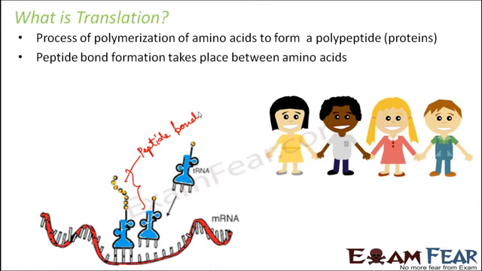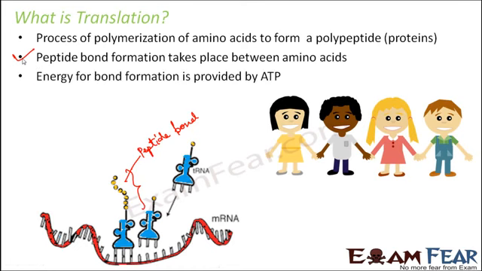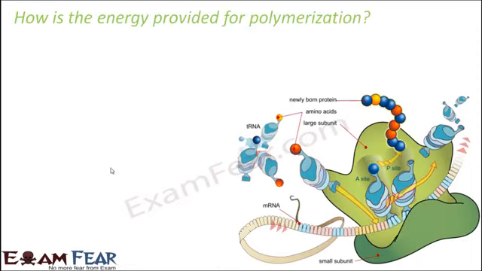So these are all amino acids joined by peptide bonds. Peptide bond formation takes place between the amino acids, but whenever you want to form a bond, energy is required. The energy for this bond formation is provided by ATP. Now let us see how exactly ATP provides this energy for polymerization.